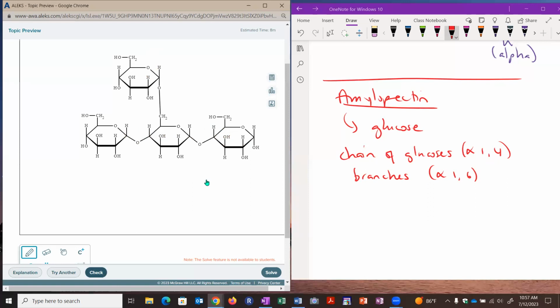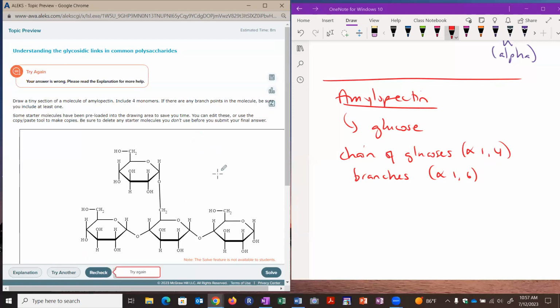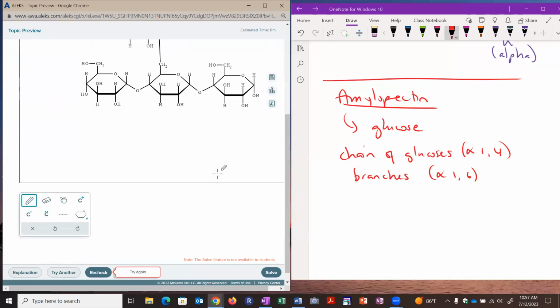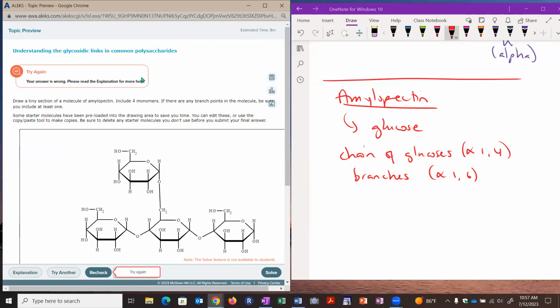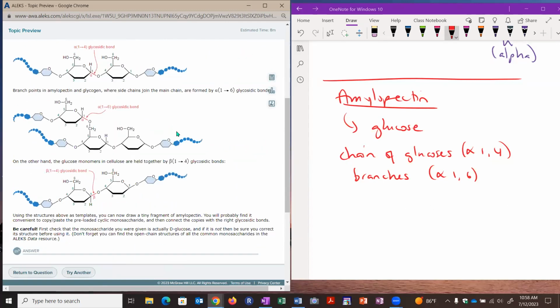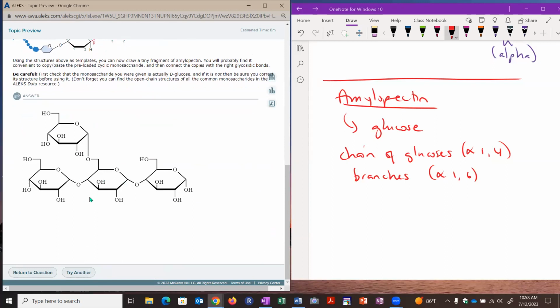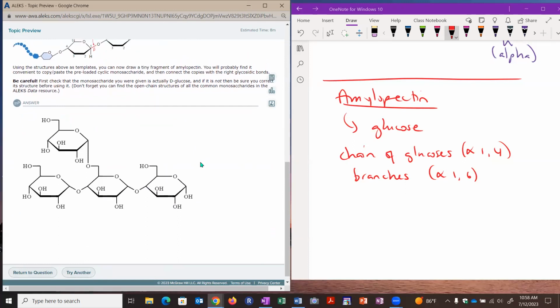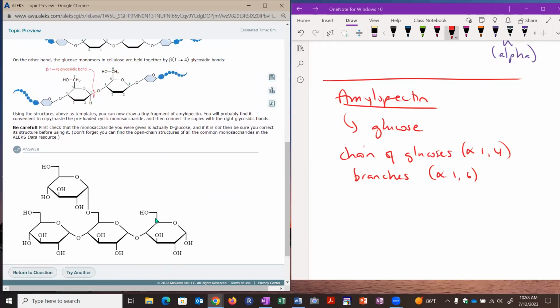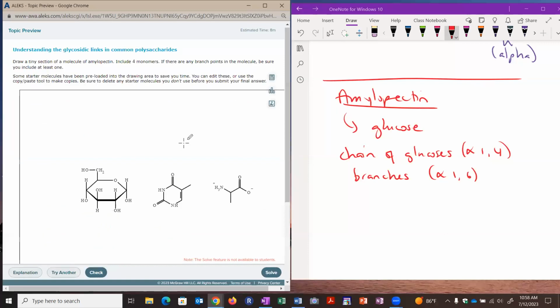All right, let's check and see whether it takes that. It's taken a while. It says it's wrong. All right, so let's see what's the issue with this. It gives us an explanation and some additional information. All right, so it's giving us our structure, which is kind of what we have drawn. Oh, I erased everything.